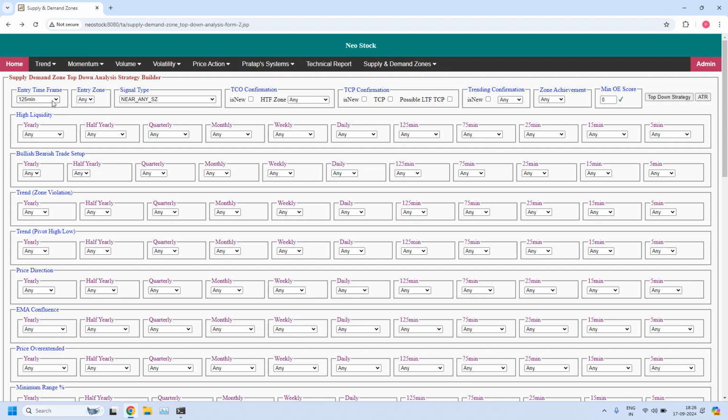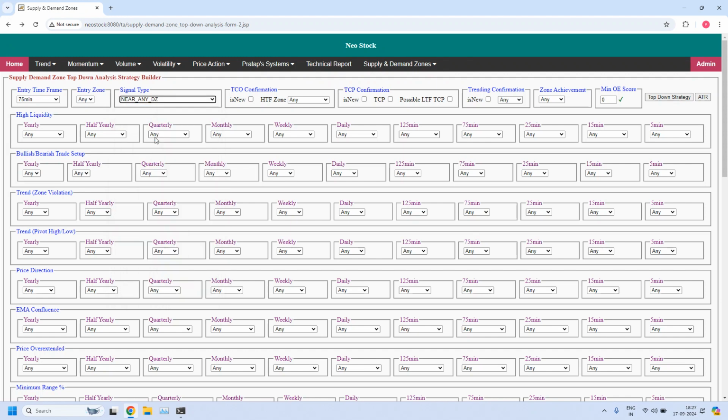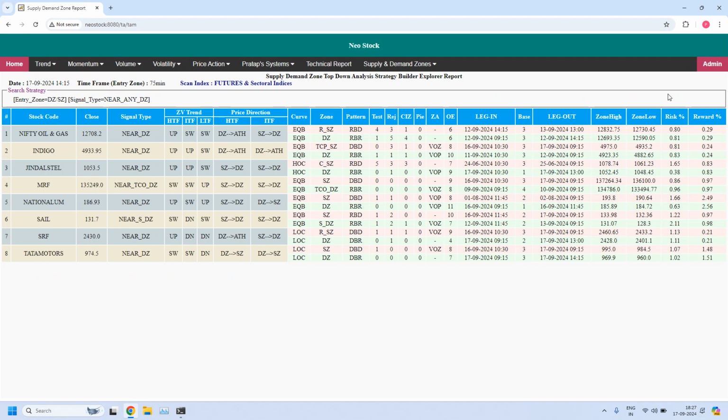Next time frame is 75 minutes. Entry time frame is 75 minutes. Let us find the stocks near the 75 minutes demand zone. 8 stocks are filtered. Let us find any high liquidity demand zones from this list.